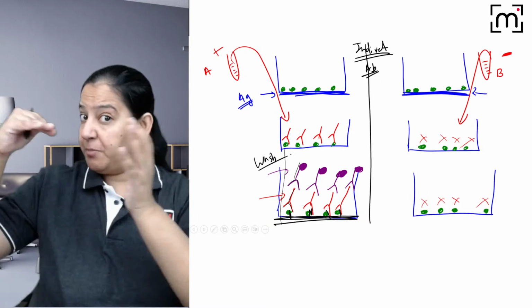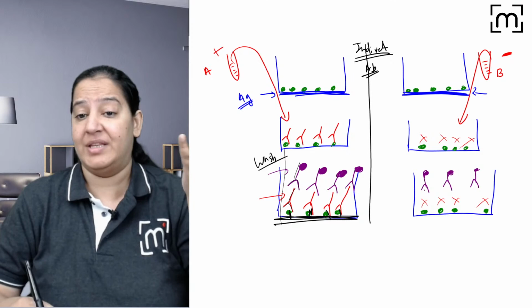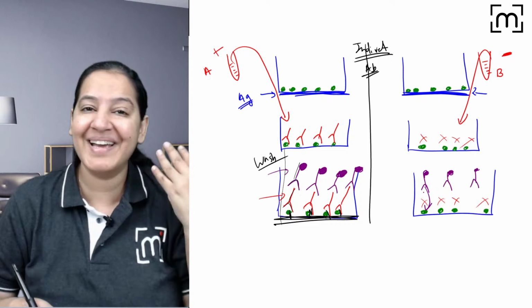Add the same purple antibody in patient B. What will you get? If you add purple antibodies here, what is the antigen for this antibody? Now students have confusion. They ask me, ma'am, why is this purple antibody not binding with the antigen? Actually, this antibody is not for antigen. Listen, you got my point? Samajh mein aaya kya? Ye antibody antigen ke against nahi hai. This antibody is against antibody.